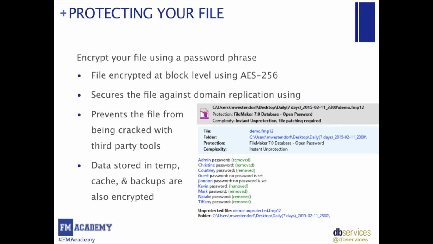Encrypting the file also prevents the file from being cracked with third-party tools. There are tools on the market today that you can take a FileMaker file, pass it through the tool, and it will crack all the passwords, essentially removing them. And then it's just a matter of logging in with any of those accounts, as the screenshot on the right shows. Encrypting it, though, will make it so you cannot use those tools. You would have to have the encryption password to get in.